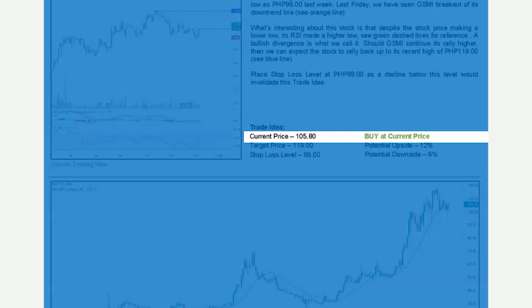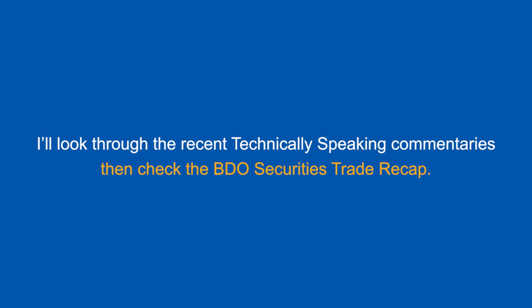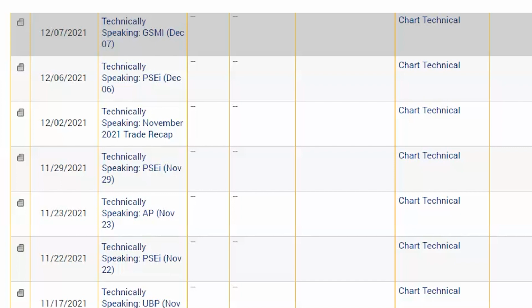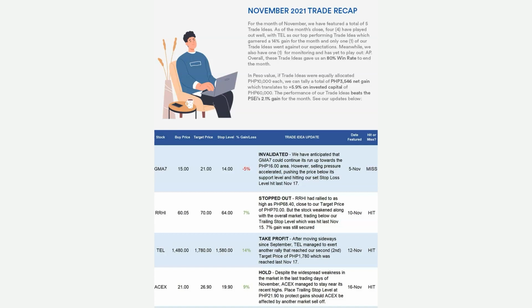So what I would do now is I would continue going through the Technically Speaking commentaries inside the research portal. So I'd look through all of the Technically Speaking commentaries in chronological order in this page. Once I get to the Technically Speaking Trade Recap, then I'll look at that to see the updates of all of the trades before this time period. Now don't forget that we send this Trade Recap to your email the first week of every month.